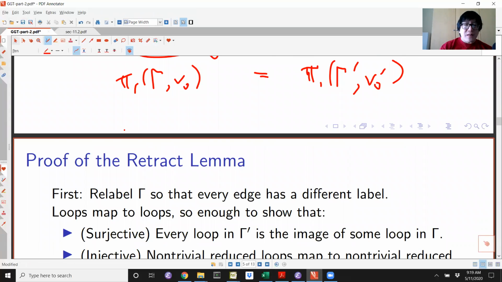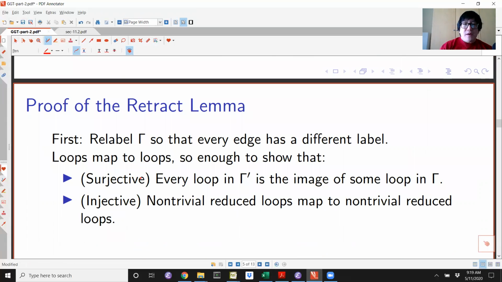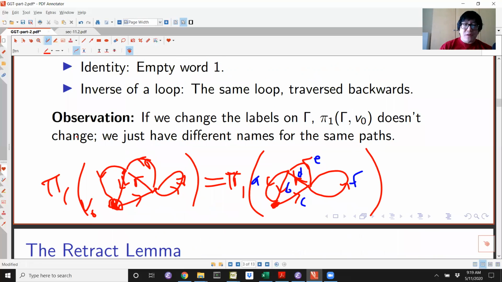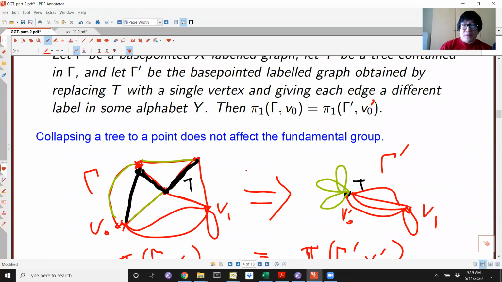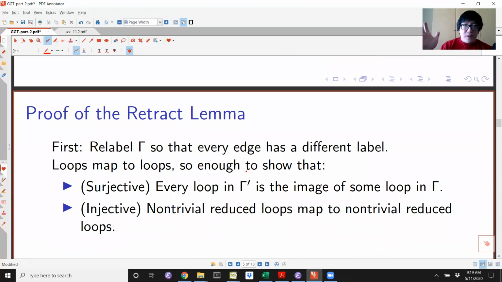So, proof of the retract lemma. Our first step is that we relabel. Remember, if you look back, there's an observation: you can just change the labels on gamma, and that doesn't change the isomorphism class of the fundamental group. So we might as well label gamma so every edge has a different label. That'll remove a certain amount of complication.